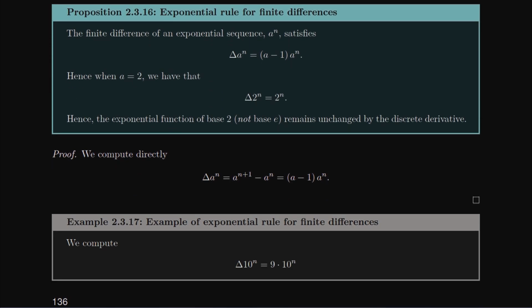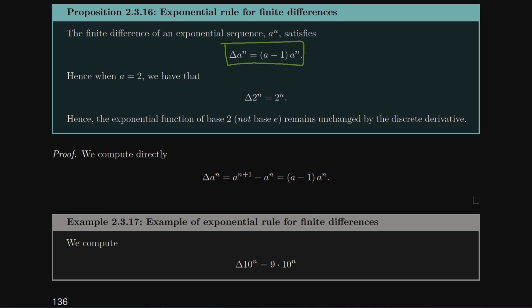We also have an exponential rule for finite differences. This one's extremely straightforward to prove. So I'm actually going to jump into the proof first. If I just write out the finite difference of an exponential sequence, I'm going to add 1 to the exponent, and then I'm going to subtract the sequence without adding 1 to it. And if I just use an exponent rule, well, what do I have here? I have 1 extra copy of a, minus a 1. So there I can write it as a minus 1 times a to the n, which means the finite difference of a to the n is a minus 1 times a to the n.